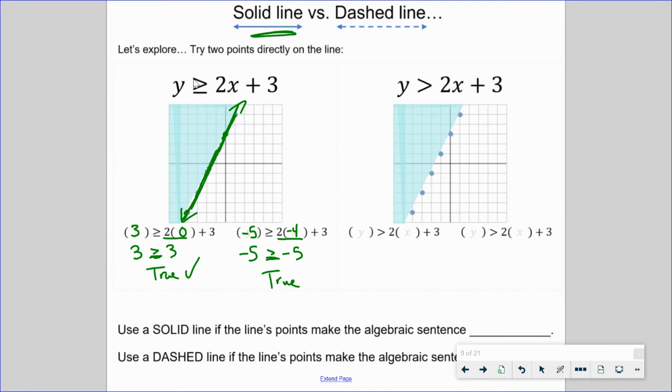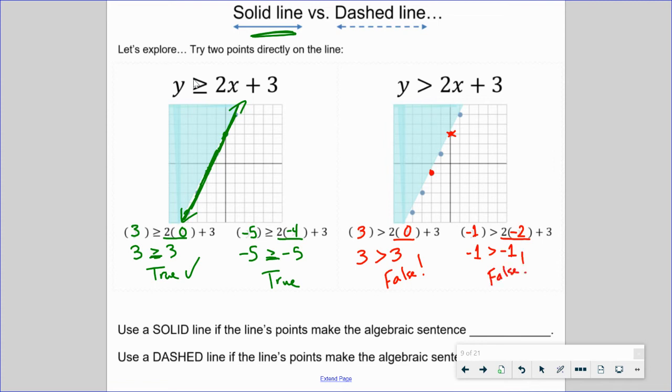All right, but let's check this next one out. Now, just for kicks, I could try 0, 3 again. 2 times 0 is 0, plus 3 is 3. Now, wait a second. This is a false statement. 3 is not, in fact, greater than itself. Now, I could try negative 4, negative 5 again, but let's try something else, shall we? Let's try negative 2, negative 1. So I'm going to substitute negative 2 for x, negative 1 for y. 2 times negative 2, negative 4, plus 3 is, well, there we go again.